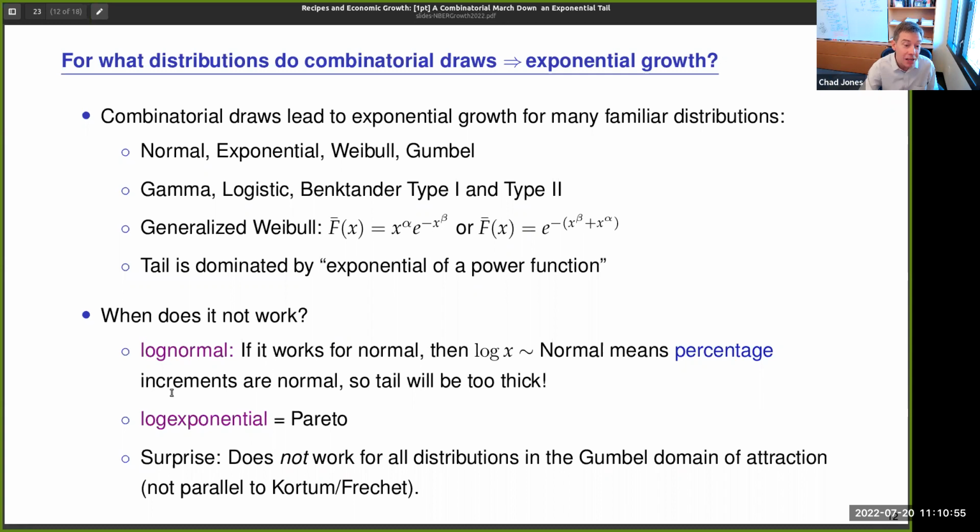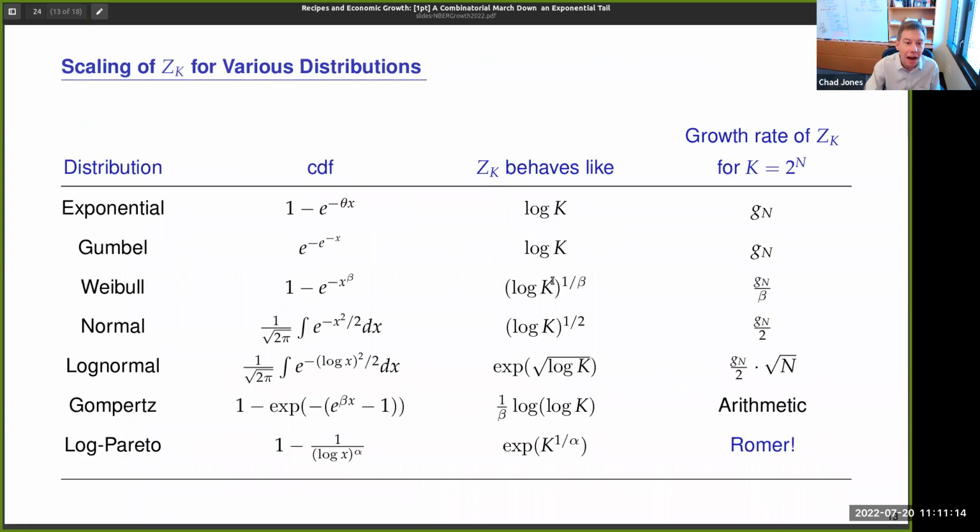Another way to see that, suppose the log of x is drawn from an exponential distribution. Well, that's going to break again. It works for the exponential, but the log of x being exponential is just a Pareto distribution, and that tail would be too thick. Combinatorial growth with draws from our Pareto distribution would generate faster than exponential growth.